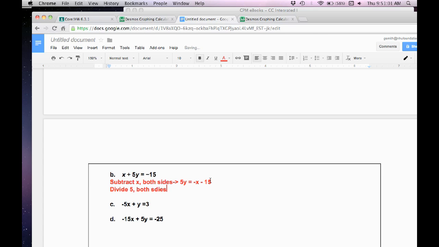And it's always nice when you can spell the word sides correctly. That will get you y is equal to negative x over 5 minus, what is 15 divided by 5? It's 3. Okay, so then what's our slope here? Our slope is negative, and there's this invisible 1 in front of the x, so it's negative 1 over 5.